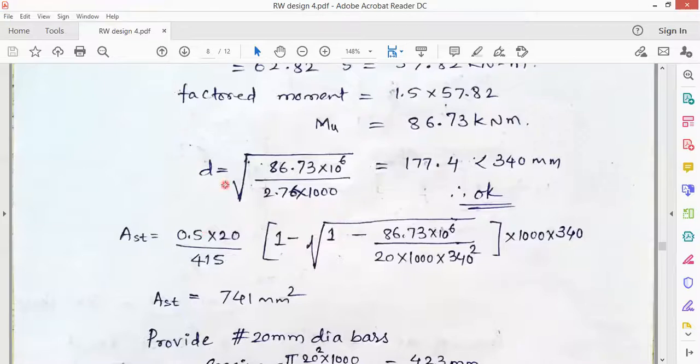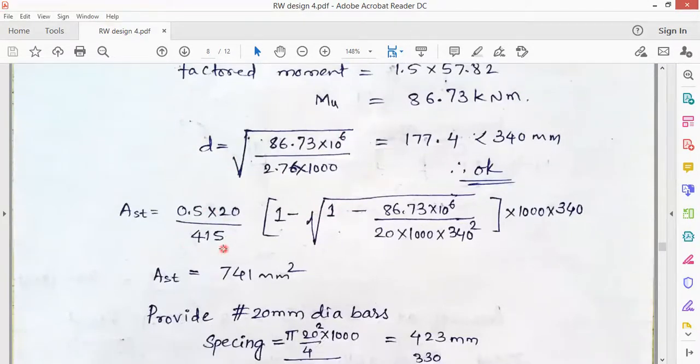So we have now effective depth and moment. So we can calculate now Ast required for the toe portion. So it is 0.5 fck divided by fy, that is 20 divided by 415, into 1 minus under root 1 minus Mu by fck b d square, into b into d. So Mu is 86.73 into 10 to the power 6 because it is kilonewton meter.